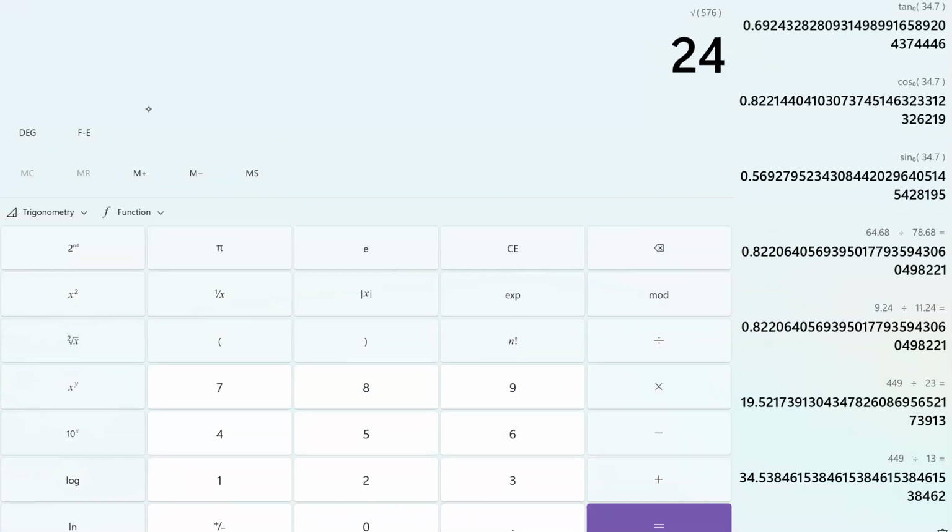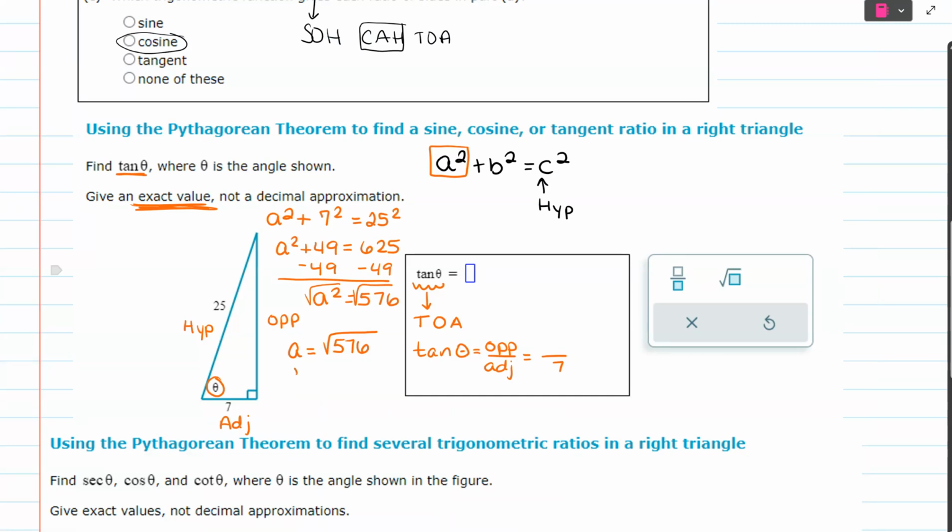576, and then I need the square root. Oh, hey, that's 24. Booyah. So a is equal to 24. And remember, a was over here. This was our opposite side. So opposite is 24. So the tangent, or the ratio of the triangle with that angle theta, will be 24 over 7.